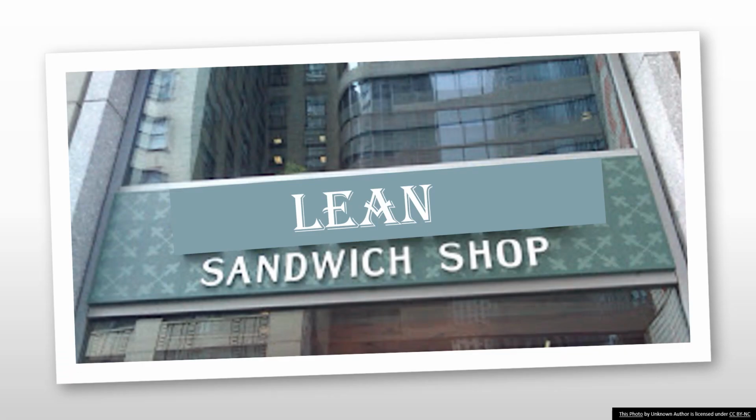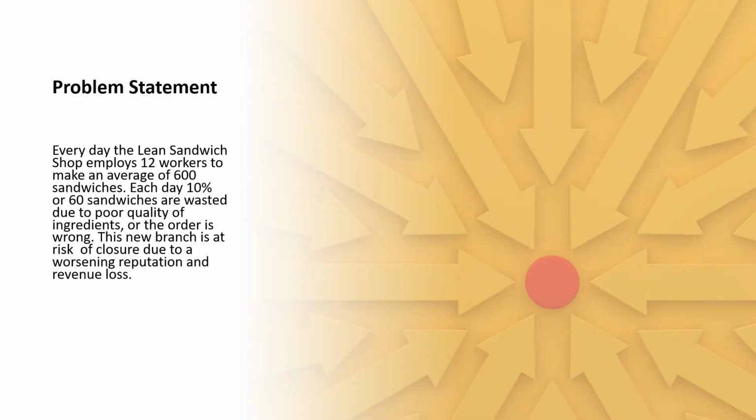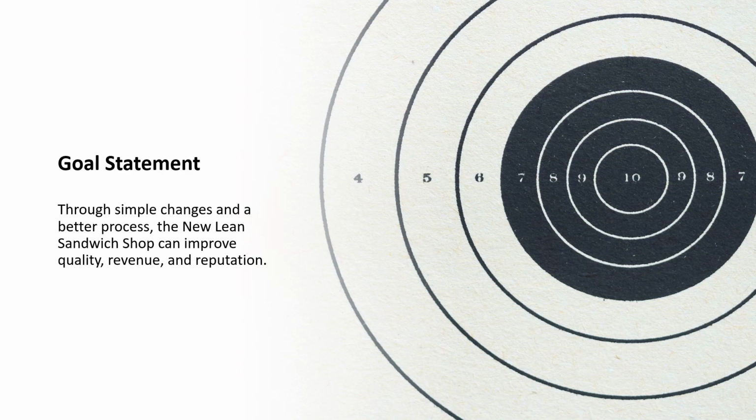This is our sandwich shop. Our problem statement today is every day the Lean Sandwich Shop employs 12 workers to make an average of 600 sandwiches. Each day, 10% or 60 sandwiches are wasted due to poor quality of ingredients. The order is wrong. This branch is at risk of closure due to a worsening reputation and revenue loss. Our goal statement is through simple changes and a better process, the new Lean Sandwich Shop can improve quality, revenue, and reputation.